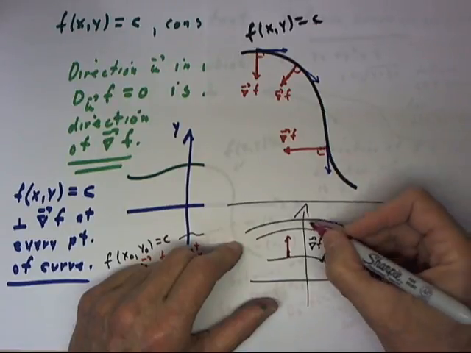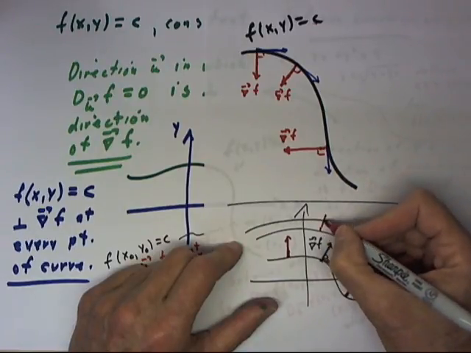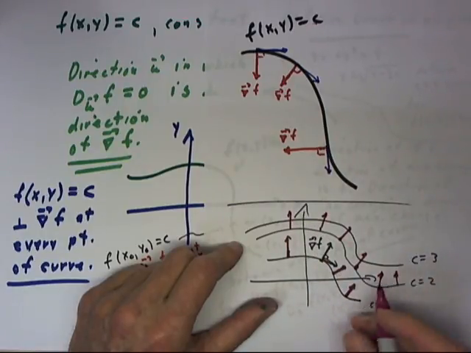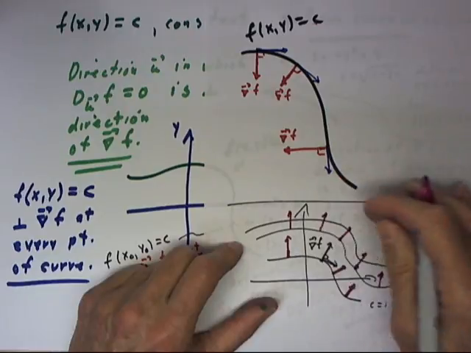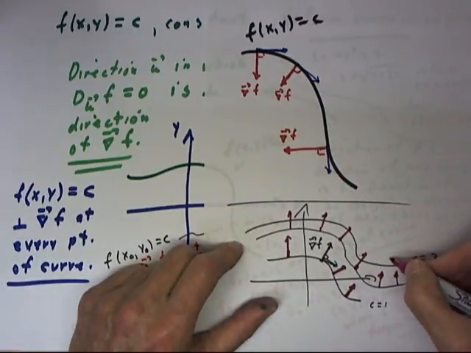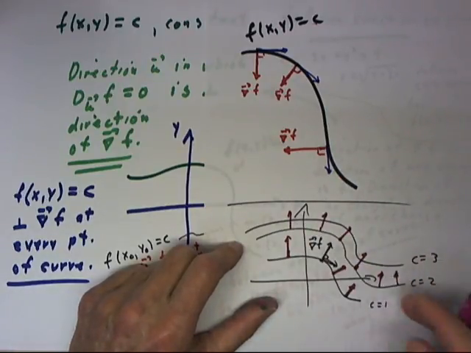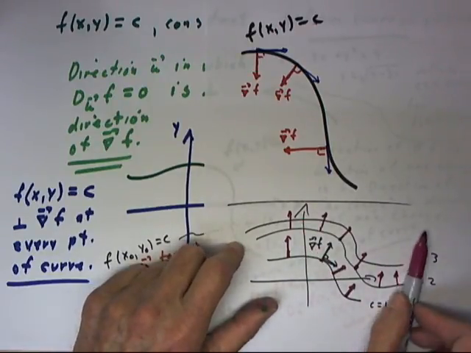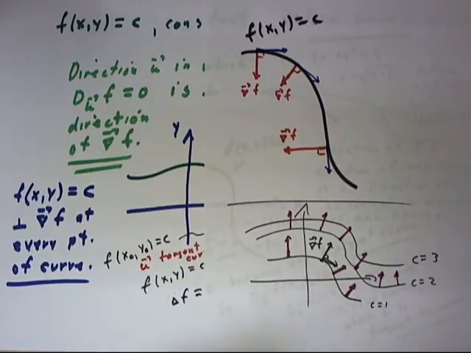And I'm not attempting to draw these gradients to scale. We'll consider the scale in a second. I'll make a couple of comments. So, assuming the c equals 4 curve lies out here, we would have similar directions for the gradients on the c equals 3 curve. Always perpendicular to the curve, always in the direction in which the function is increasing.